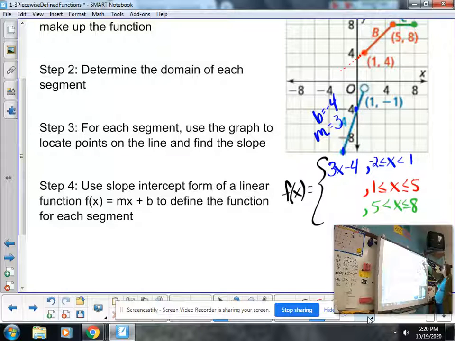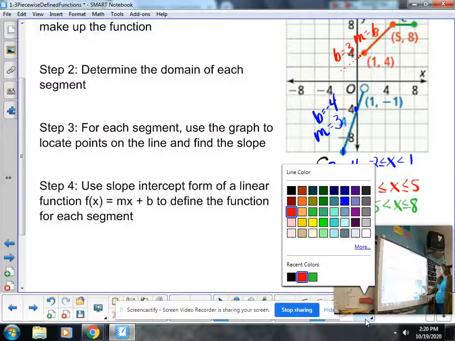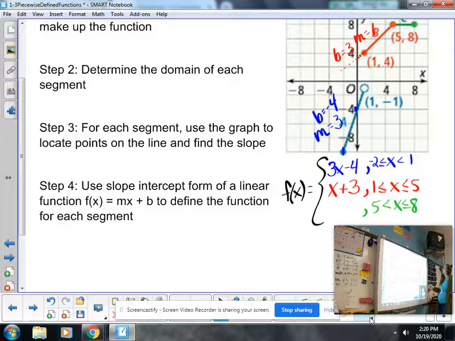The slope of this red line, if I do my rise and my run, I would rise 4 and run 4. The slope is 1, so I'm going to have a 1x. The y-intercept, if I count backwards, would actually put me at 3. So the equation for the red piece is going to be 1x, or just x, plus 3. And then lastly, I have the green piece.